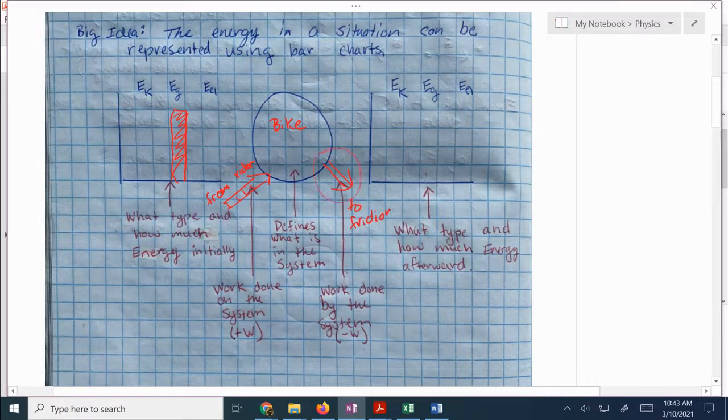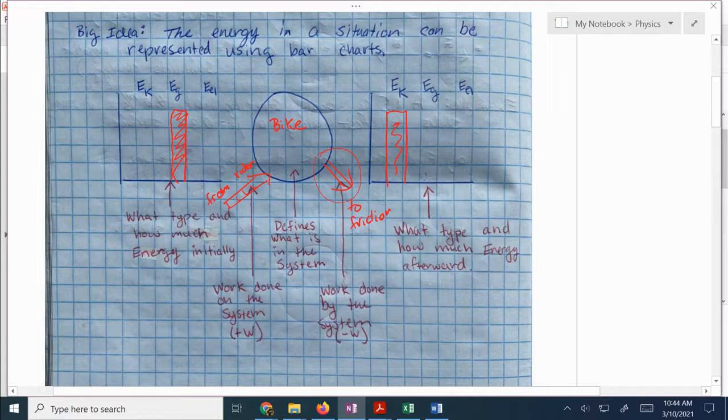You would take care of that right here. And then what kind of energy do we end with? So, maybe now it's all gravitational energy, or maybe it's all kinetic now because we're moving fast, and we don't have any more gravitational energy because you're at the bottom of the hill or something like that. So that gives you an idea of the basic idea of how this works.